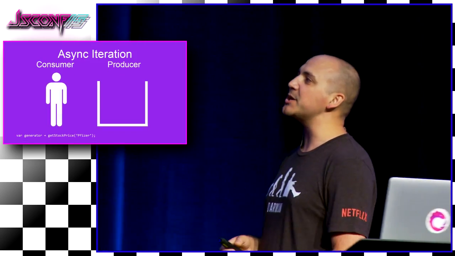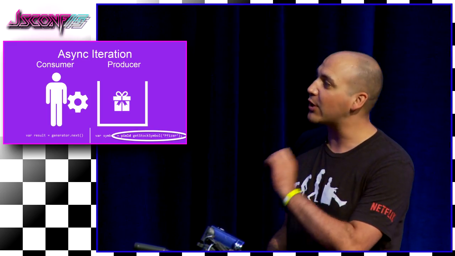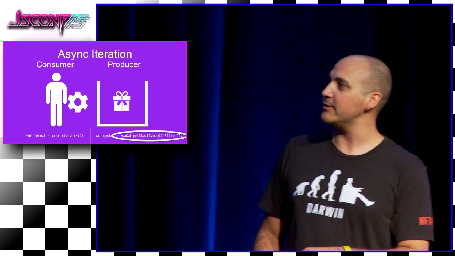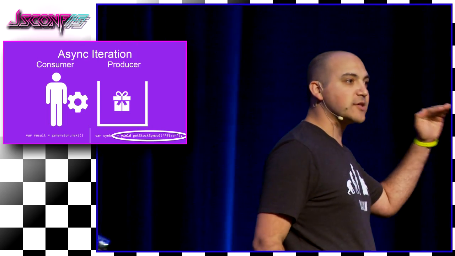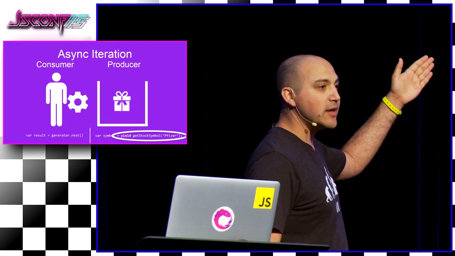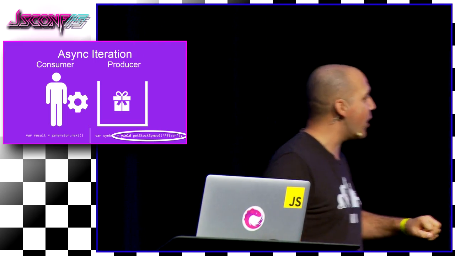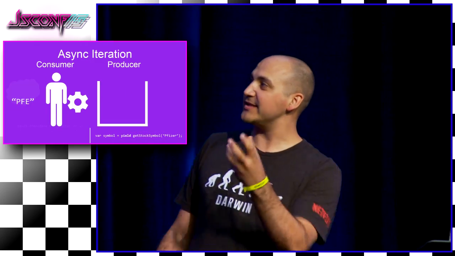Well, asynchronous iteration works this way. It's the same as iteration. You've got a consumer and you've got a producer. The consumer requests a generator from the producer and then calls next, pulls out the first value. But notice, execution suspends at the first yield. And what we're yielding back is a promise. It's a promise that will eventually resolve to the symbol for Pfizer. And so that promise is handed to the consumer.